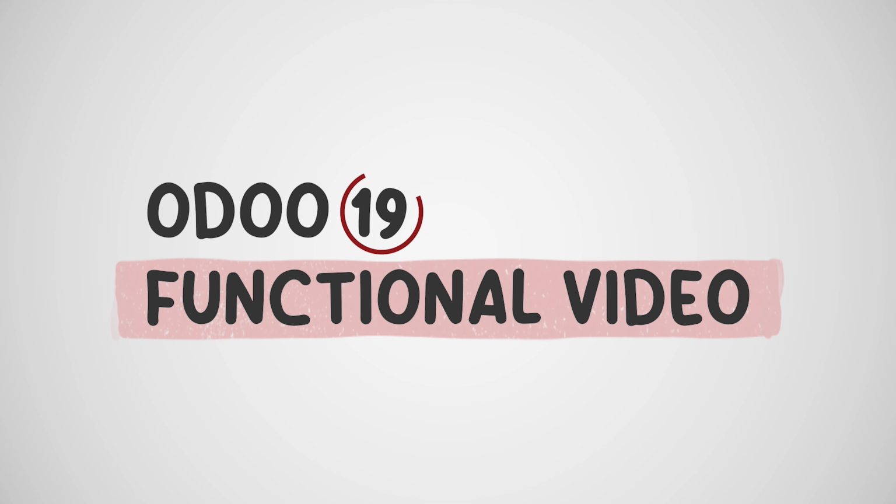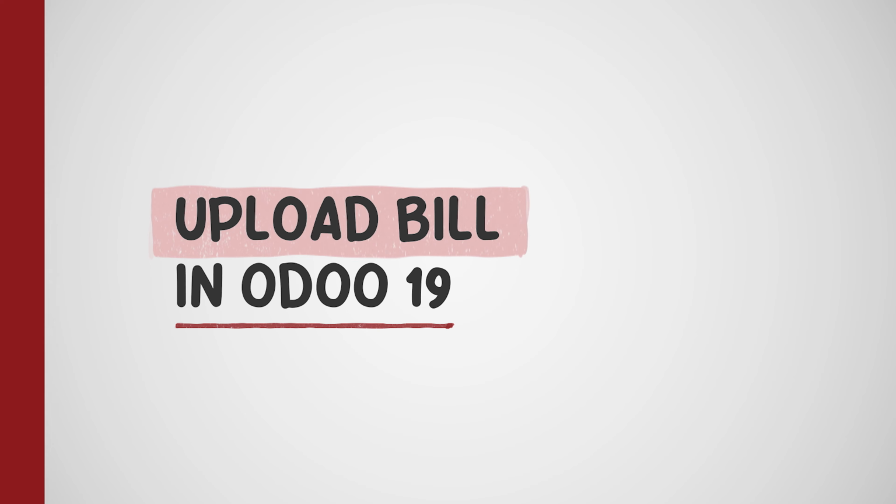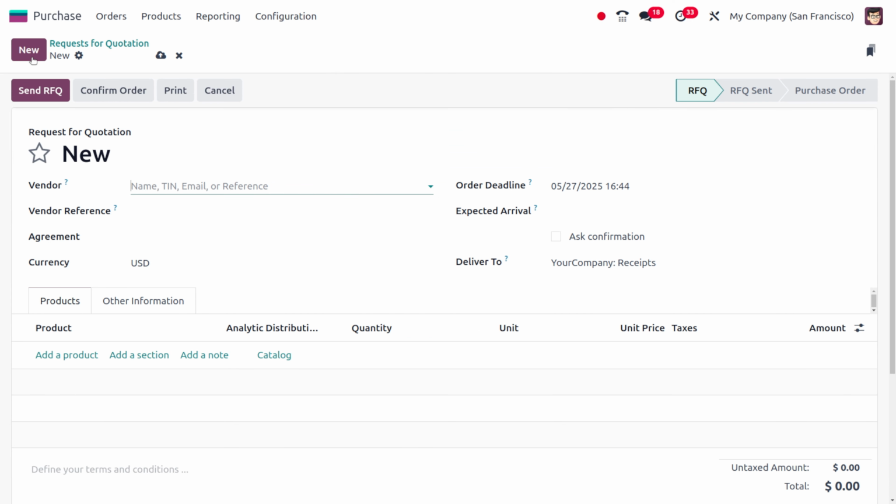In today's video, we're going to discuss how to upload a purchase bill irrespective of the control policy. So let's move on to the purchase module. From here, we can just create a new RFQ. Upon clicking on new, you will be moving on to the form view of the request for quotation, where you can fill out the details of the vendor.